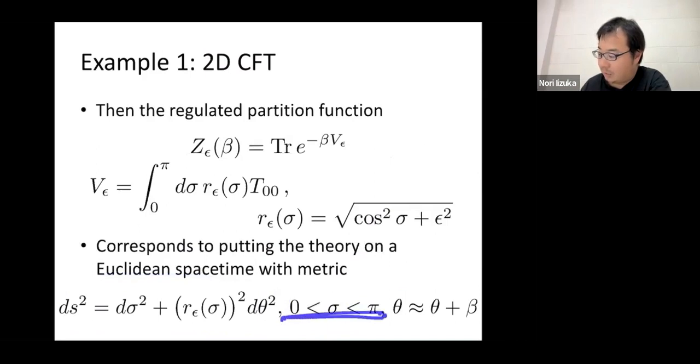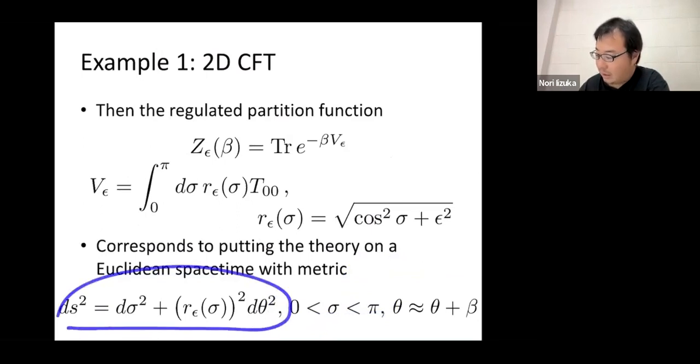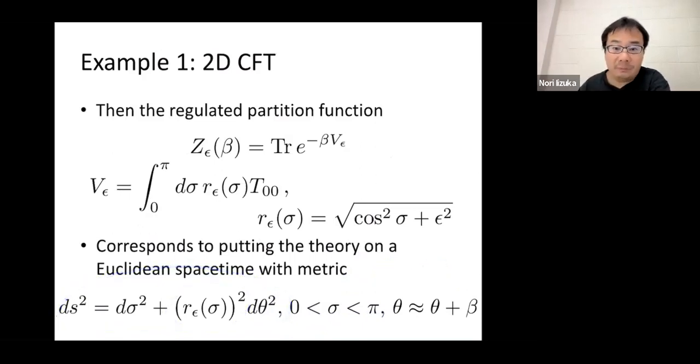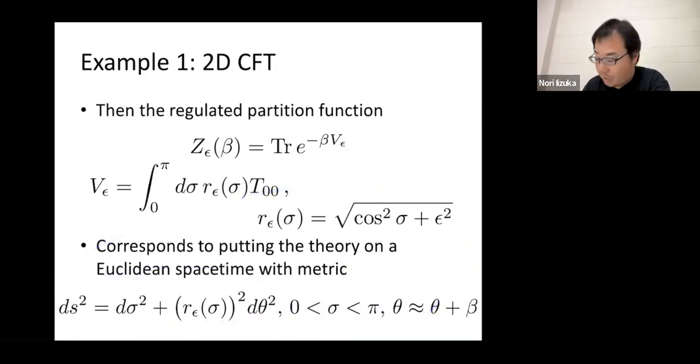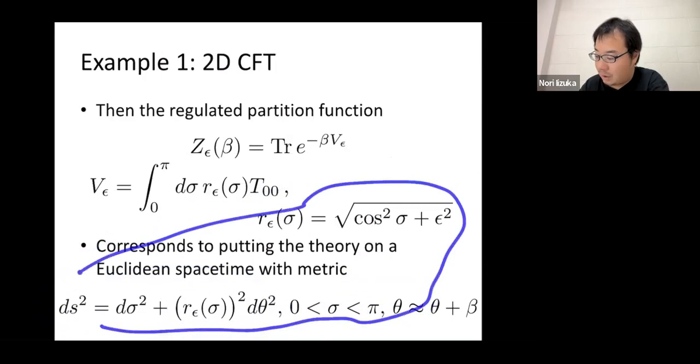But here sigma from 0 to pi over 2 is the left region, and pi over 2 to pi is the right region, but they are smoothly connected at around sigma equals pi over 2 because this doesn't go to 0, by the regulation. So the question about the previous example: this is a completely non-singular geometry. Is this okay? This is smooth geometry.